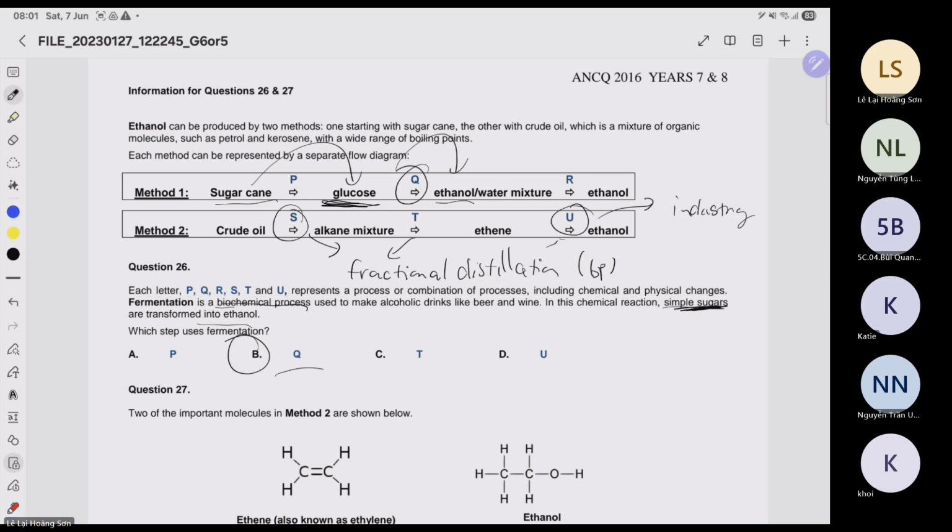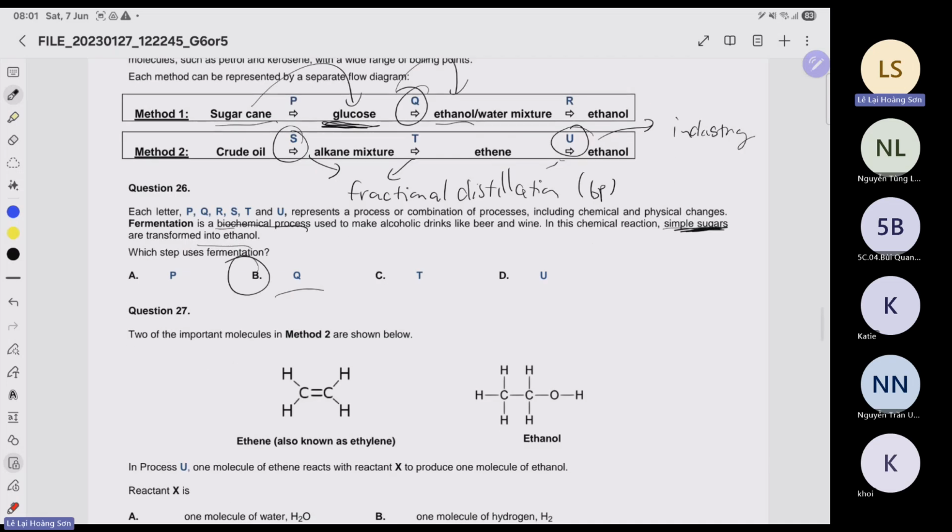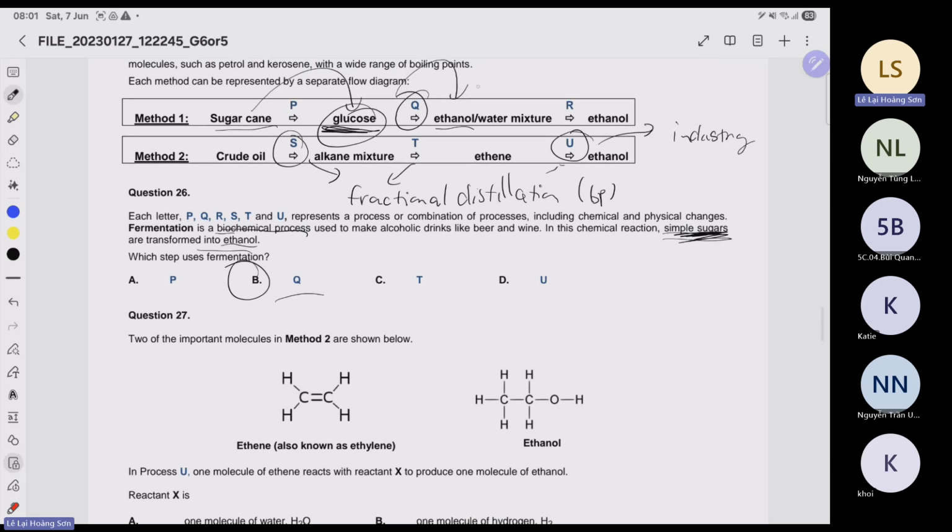Okay, so the option here is B. Based on the information, you can also answer that one. From simple sugar, which is glucose, glucose is one type of sugar, you transform it into ethanol. So that's correct. Ethene is not sugar, and therefore this is not the fermentation process. Question number 26, all right, finished.